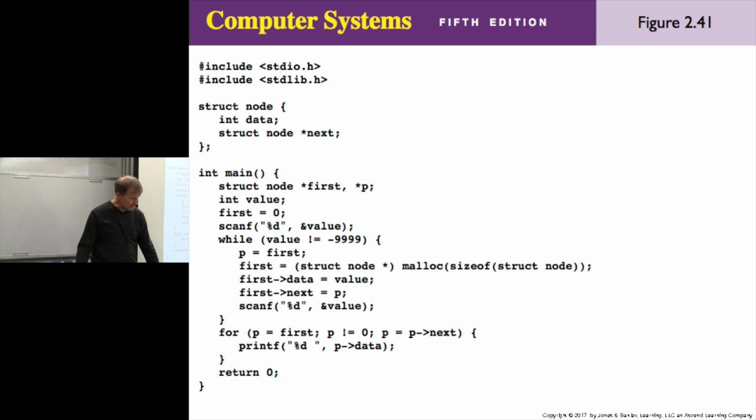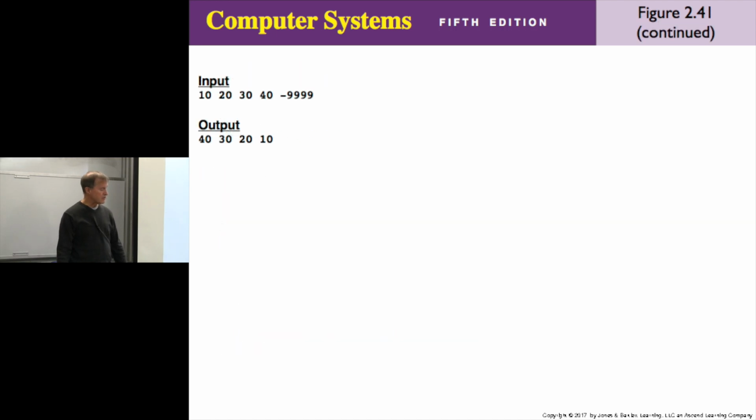So what this program does is there is a list of integers for the input in figure 2.41, the second part of the second slide. The integers are 10, 20, 30, 40, and then minus 9999. So that minus 9999 is a sentinel to tell the program when to stop entering the input.